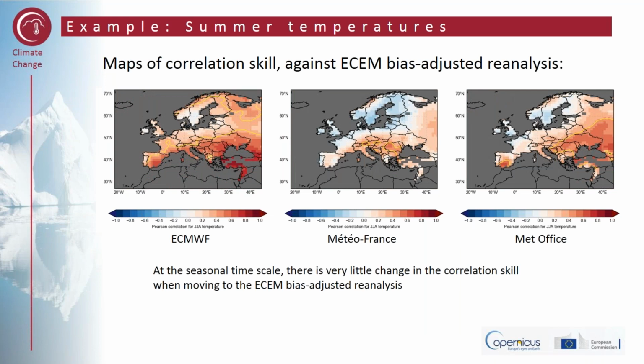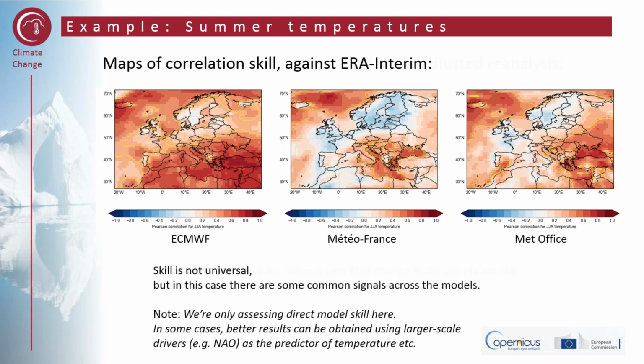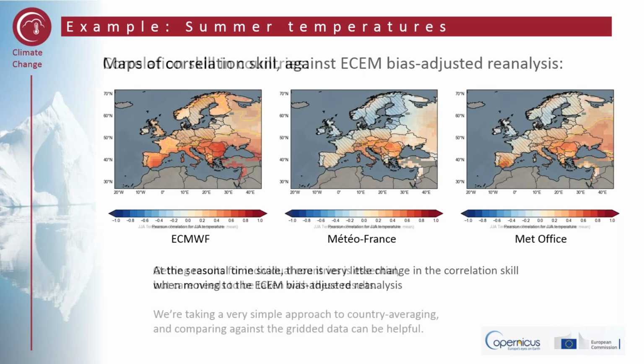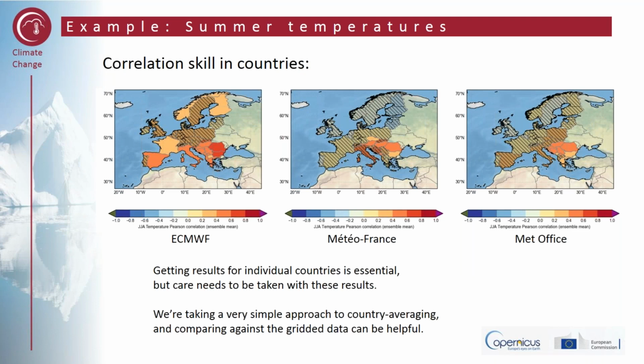So the next step, from looking against ERA interim, we then look against the ECEM bias-adjusted reanalysis data. And the good news is that when you look at these seasonal timescales, actually the correlation doesn't change much, at least for temperature. That's very clear. So if I just flick between them, you can see, although we go from the full global gridded data to the land-only data we're using for ECEM, the actual gridded data points don't change much. So that's reassuring. And then we can aggregate it into countries.